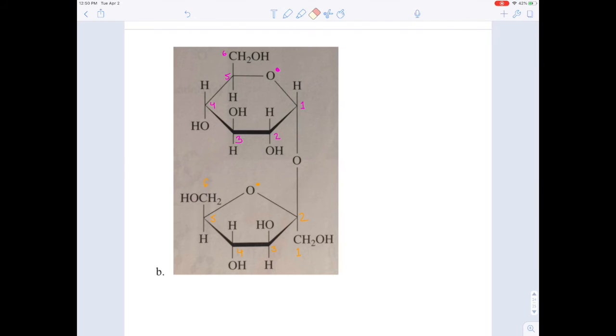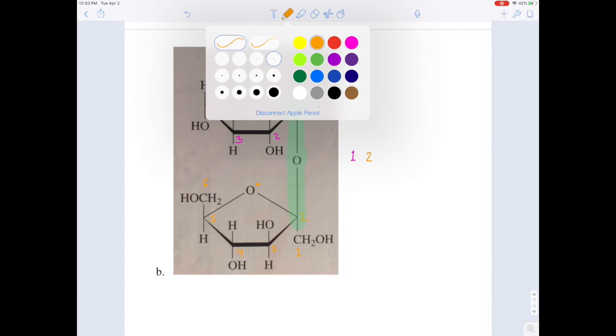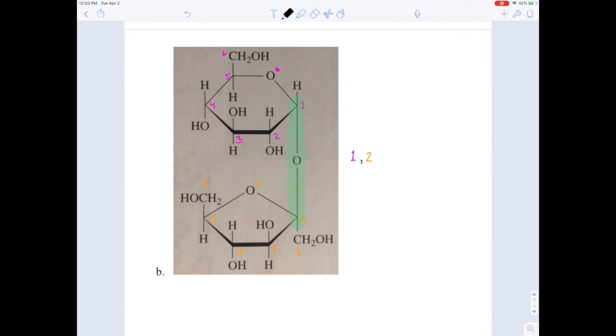Now, if you look at the glycosidic bond, that's the bond holding the 2 rings together, that ether bond, oxygen single bonded to 2 carbons, you can see that it's connecting carbon 1 on one ring to carbon 2 on the other ring. So this is going to be a 1,2 glycosidic bond. It's holding 2 sugars together, so it's glycosidic.